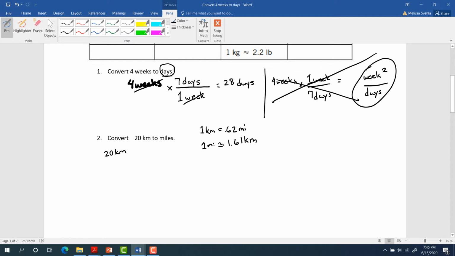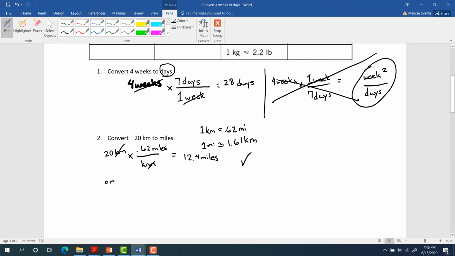Okay? So I have 20 kilometers. I have 1 kilometer equals 0.62 miles. So always remember, you want to put the kilometer on the bottom because you want this one to cancel. And then you have 0.62 miles on top. And the reason why is because my kilometers will cancel. So I have 20 times 0.62, and I get 12.4 miles. Okay, so that works right there.